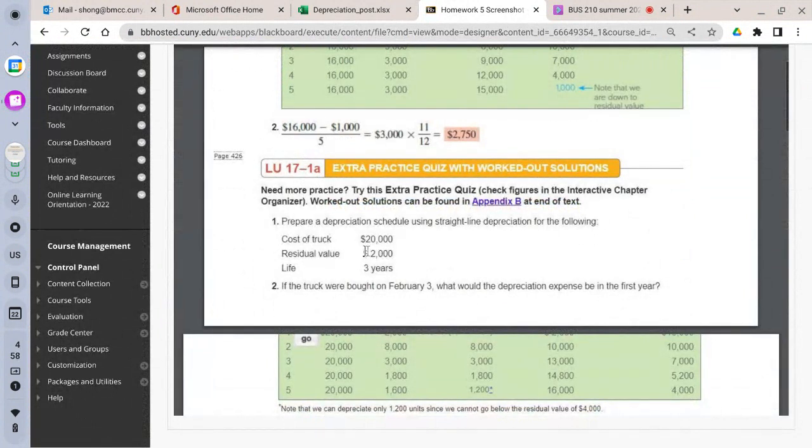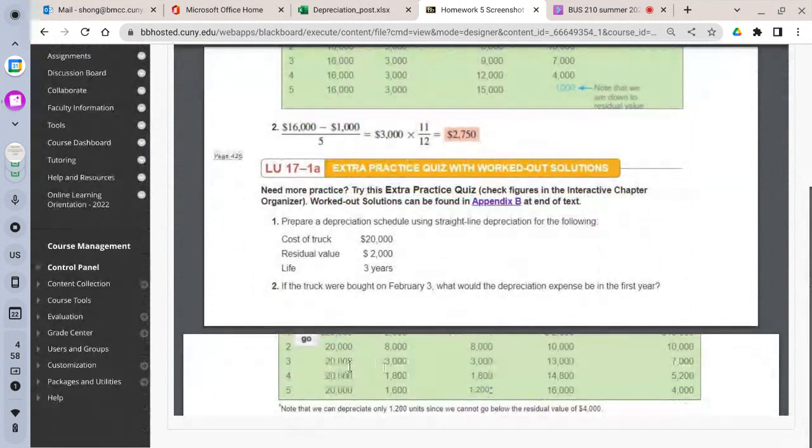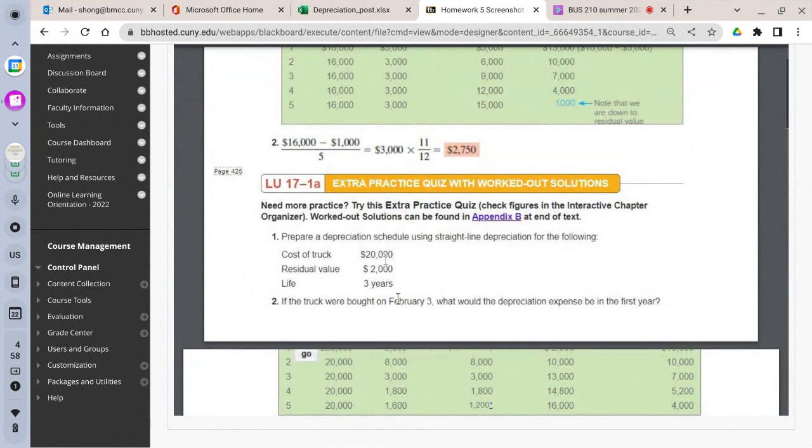Yes. Look, using straight line depreciation for the following, okay? I don't know what you're looking at. Are you looking at something like this? Ignore this. This is stupid, right? This is sloppy. Ignore that. Why? Because it's redundant. I understand what you're talking about, but I'm not showing you that.